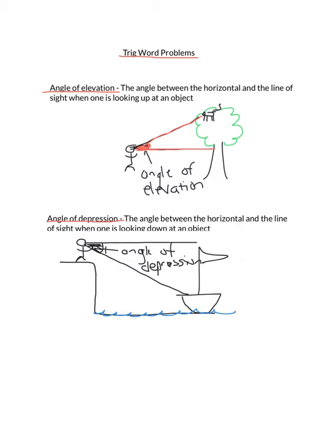The angle of depression is the angle between the horizontal and the line of sight when one is looking down at an object. So if you were to be standing at the top of a cliff and you were looking down to see a boat, that is the angle of depression. 99% of the time, the angle that you're going to need in a word problem when they give you the angle of depression is this angle that I'm coloring in blue right here. So you will often be doing 90, so a right angle, subtract your angle of depression.